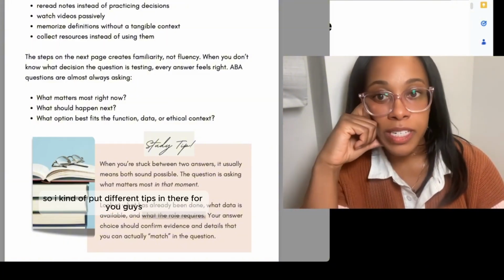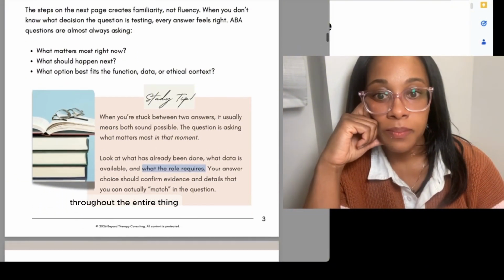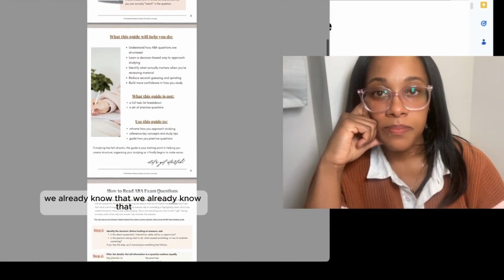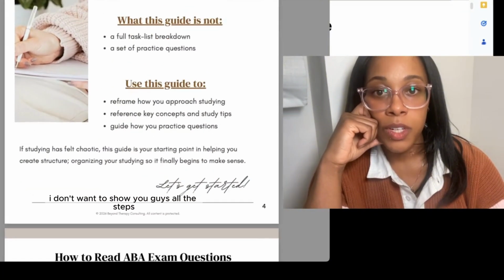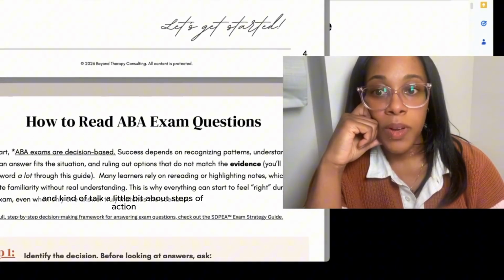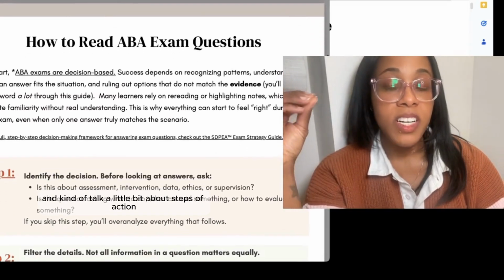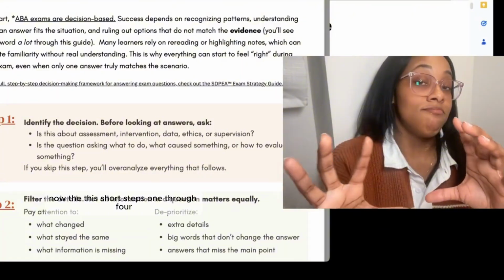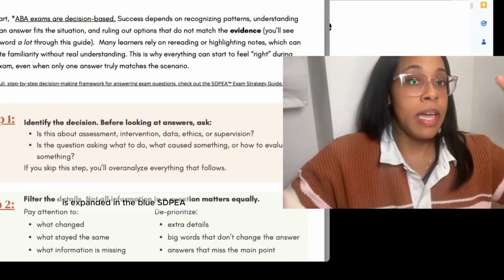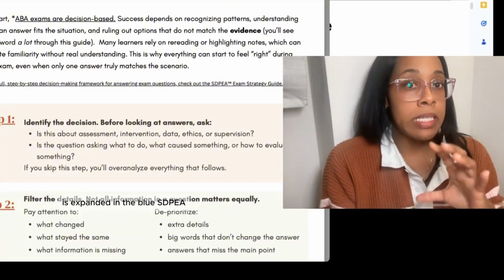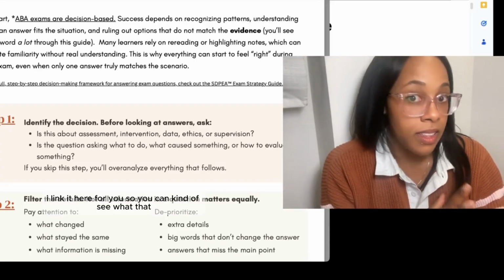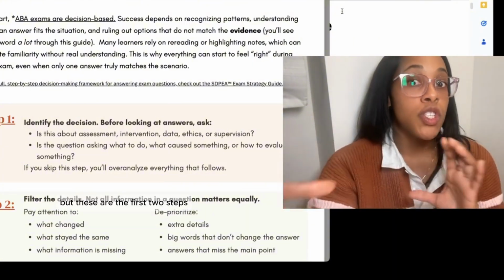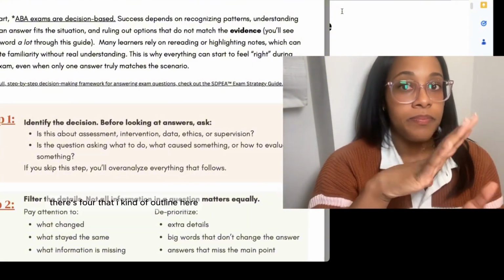So I put different tips in there for you throughout the entire thing. All right, what this will help you do, we already know that. I will scroll. I don't want to show you all the steps, but I go through and talk a little bit about steps of action. Now, these short steps 1 through 4 are expanded in the blue SDPEA guide I was talking about. I link it here for you so you can see what that looks like. But these are the first two steps. There are four that I outline here.